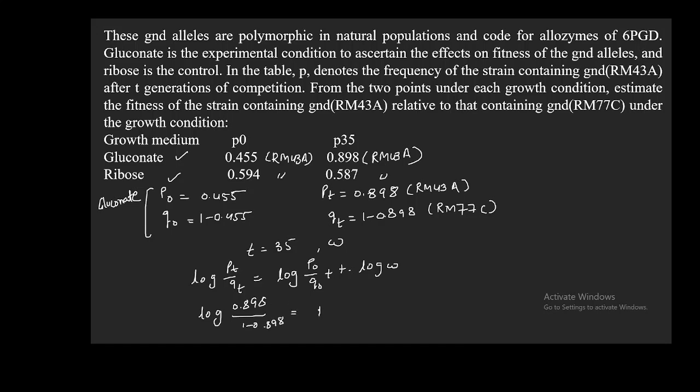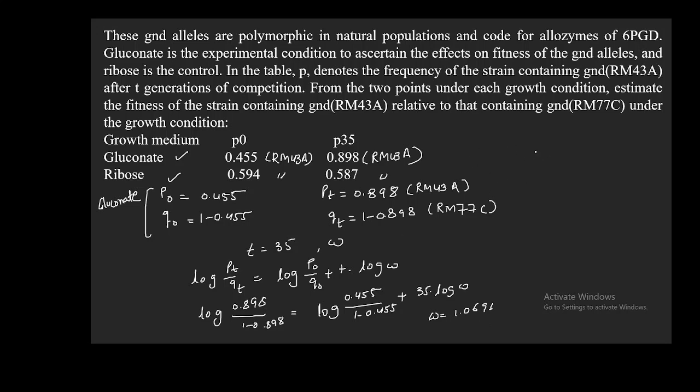Then P0 you know is 0.455. Q0 you know is 1 minus 0.455, plus T is 35 into log omega. If you do the calculation, you will get the value of omega, which is 1.0696 in the gluconate media. Similar thing you will do in the ribose media.